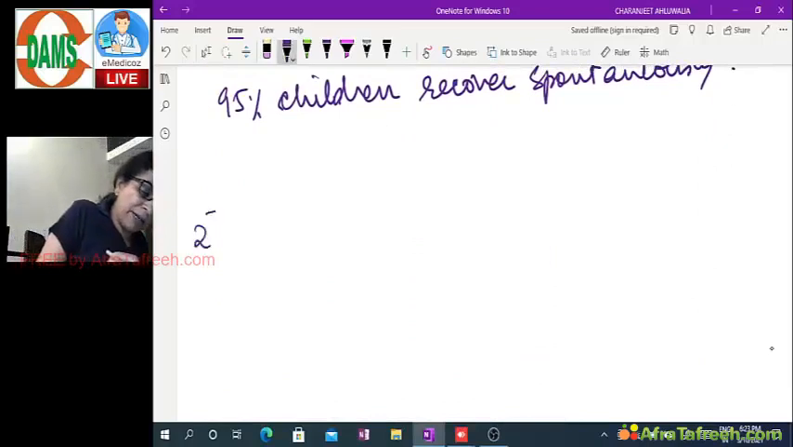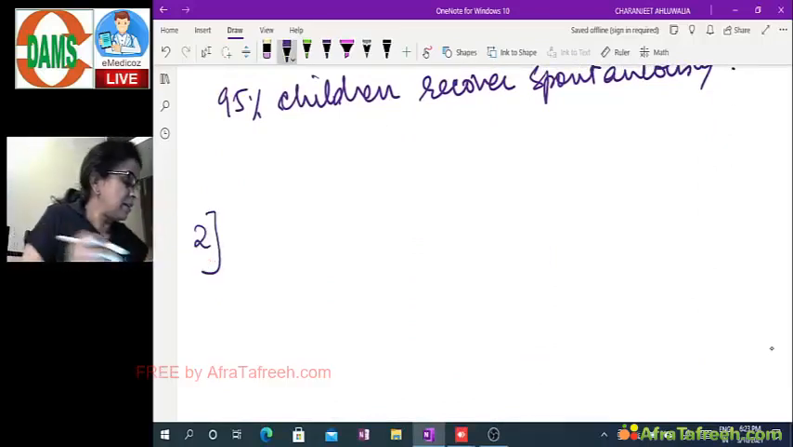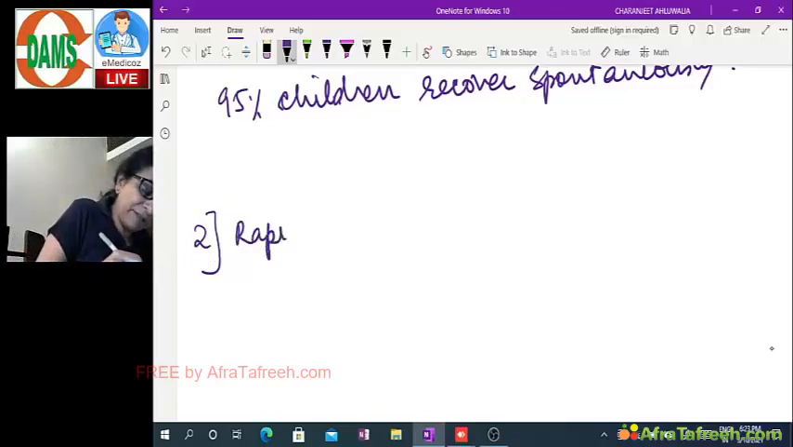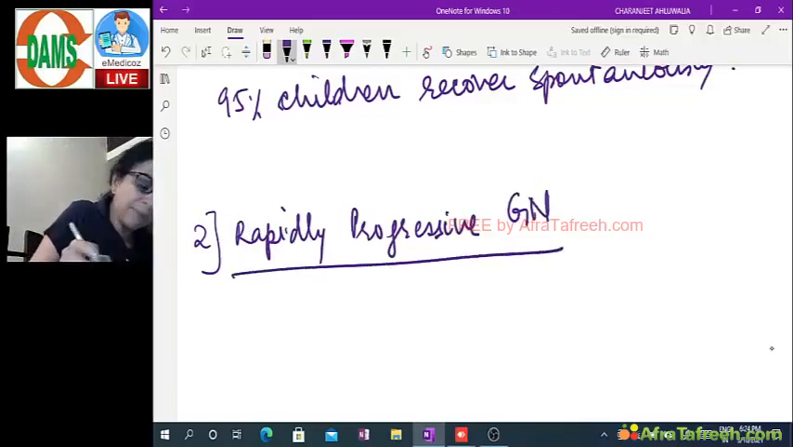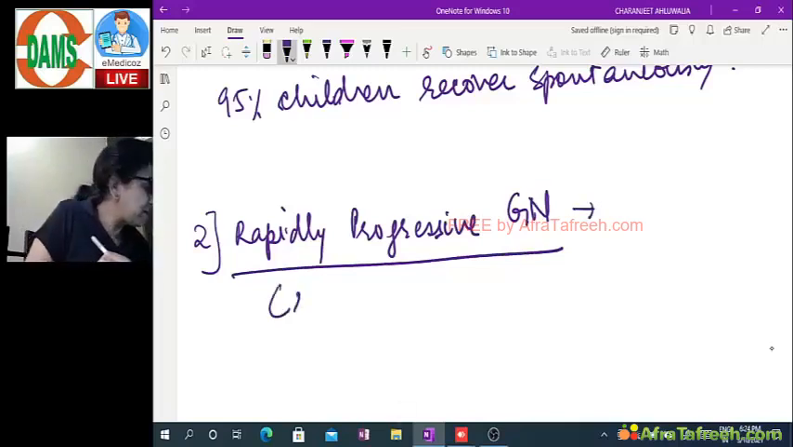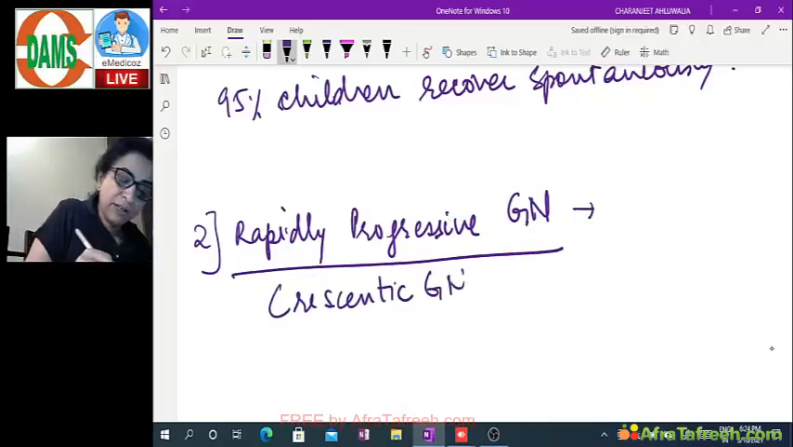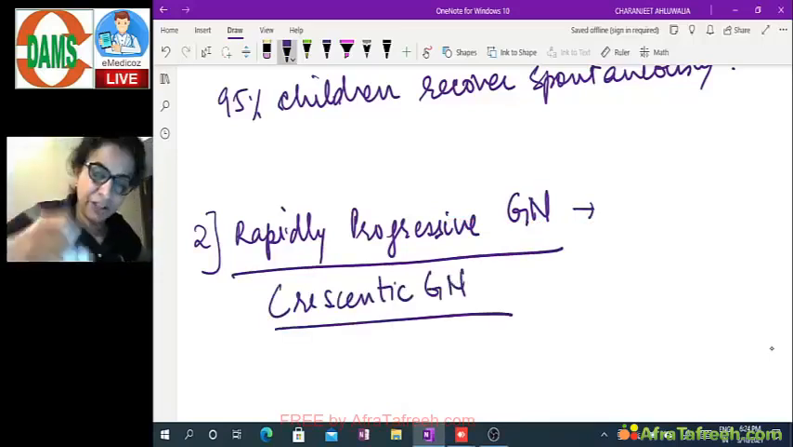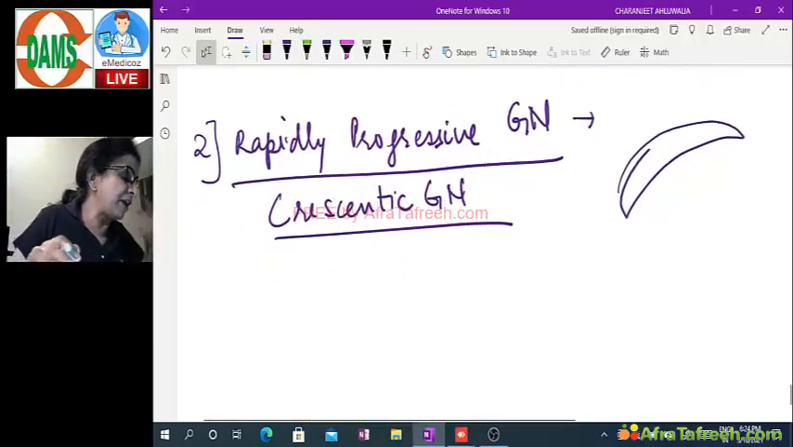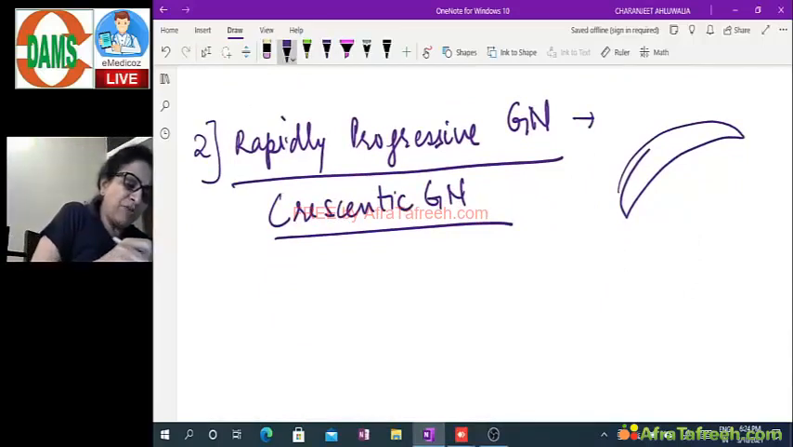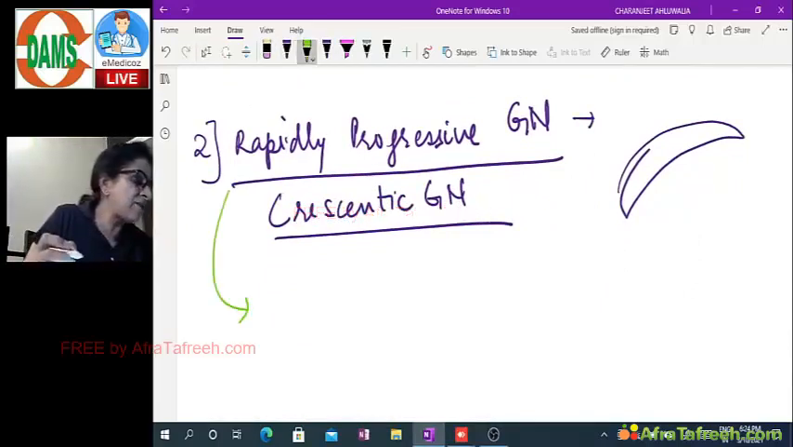Okay, the second important glomerulonephritis is rapidly progressive glomerulonephritis. Another name for rapidly progressive glomerulonephritis is crescentic glomerulonephritis. You know, the moon can be crescent shaped. This is crescentic. Now, RPGN, rapidly progressive glomerulonephritis. What is the definition of RPGN?